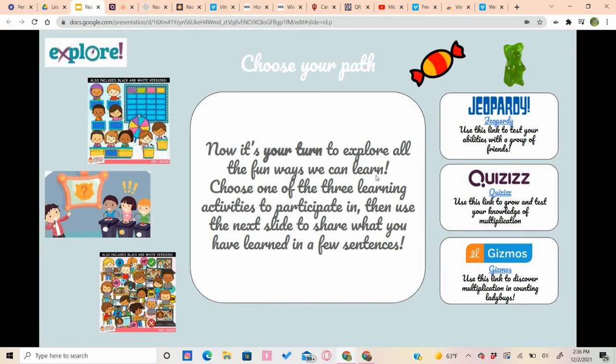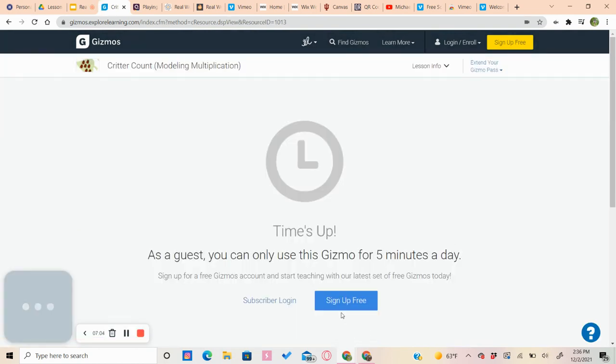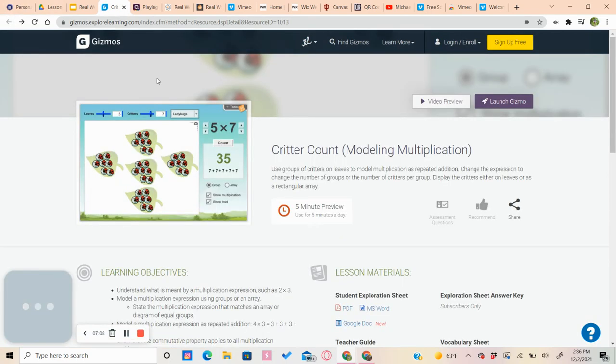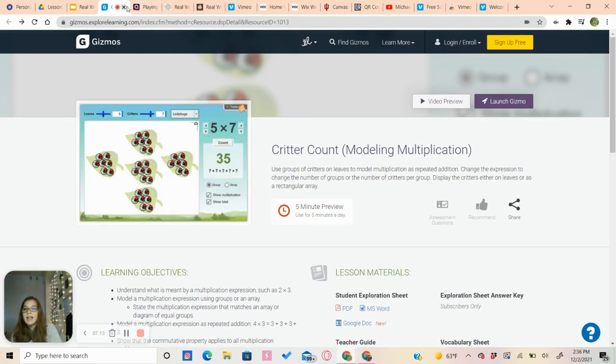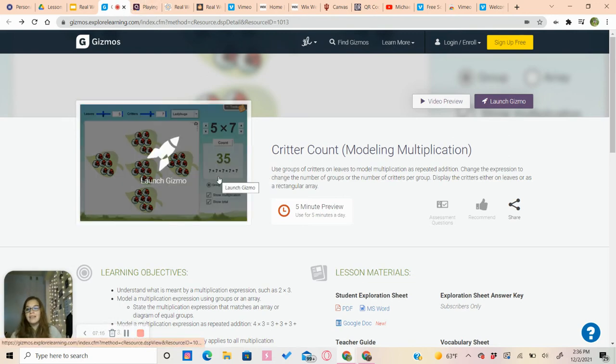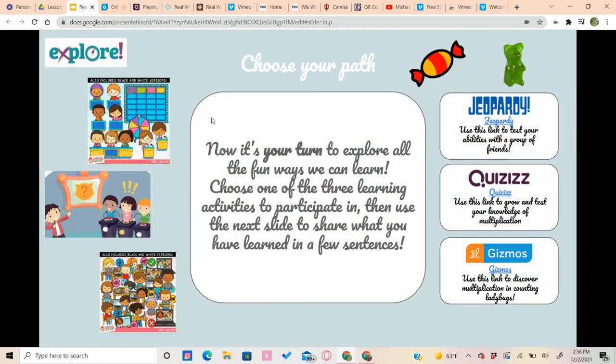So then this next tool is Gizmos. And I like this tool because the students would have an account for this because it's through the school, but it allows the students to test to see what it's like adding more leaves or adding more ladybugs. It's kind of a little simulation that allows the students to use that. But ideally for this, the teacher would have the Gizmos account already prepared for them.